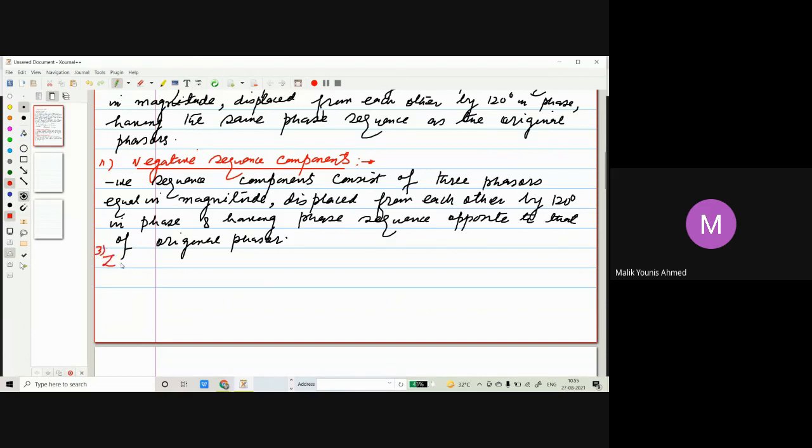So the only difference between negative and positive: it will have three phasors equal in magnitude, again displaced from each other by an angle of 120 degrees electrical, but the only difference is that in positive, it has the same phase sequence as the original phasor, while in negative, it has the opposite phase sequence to the original phasor. So next is zero sequence components.